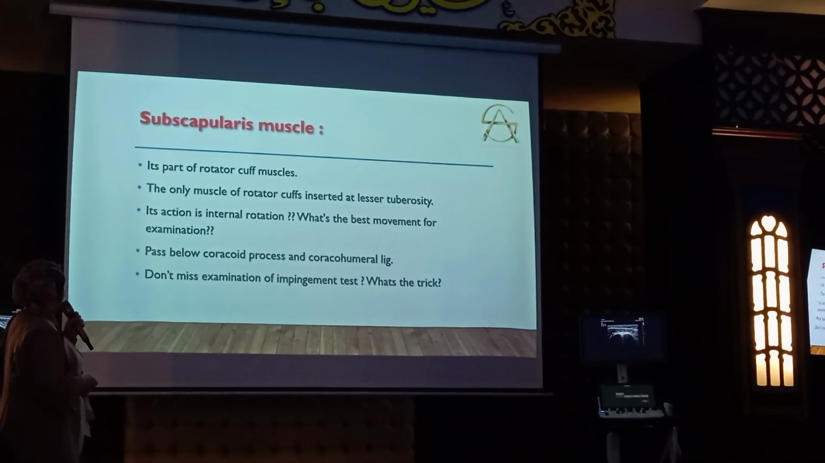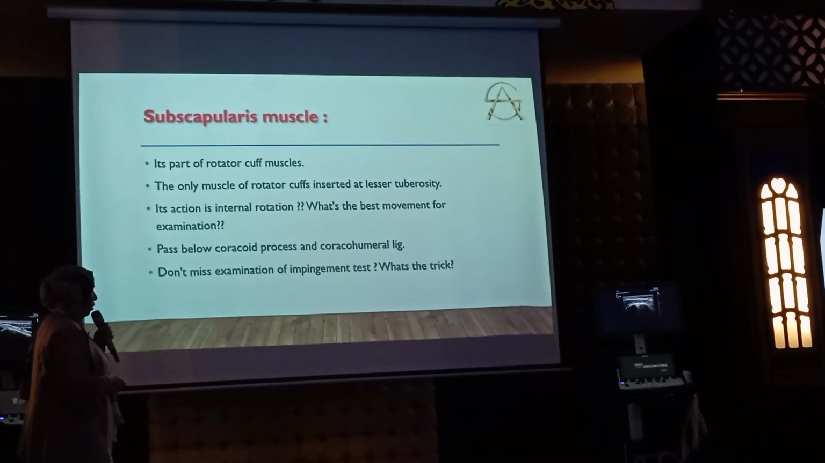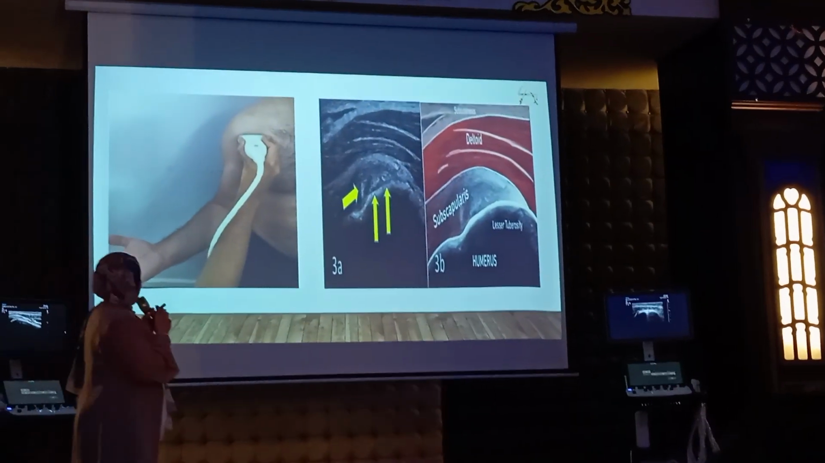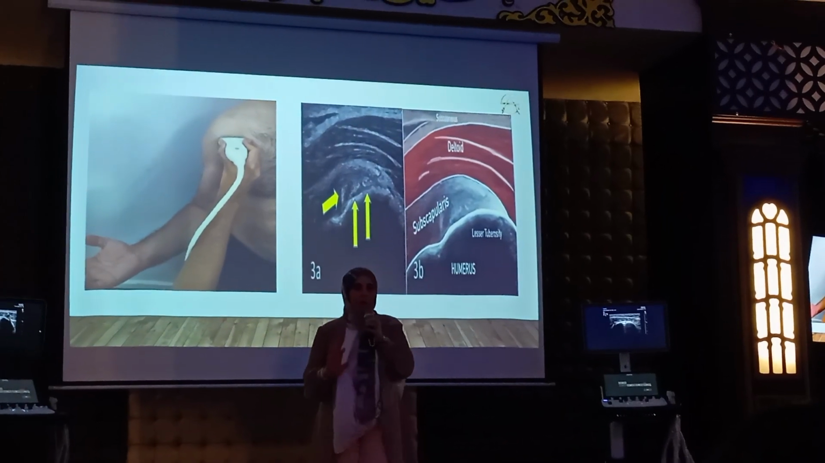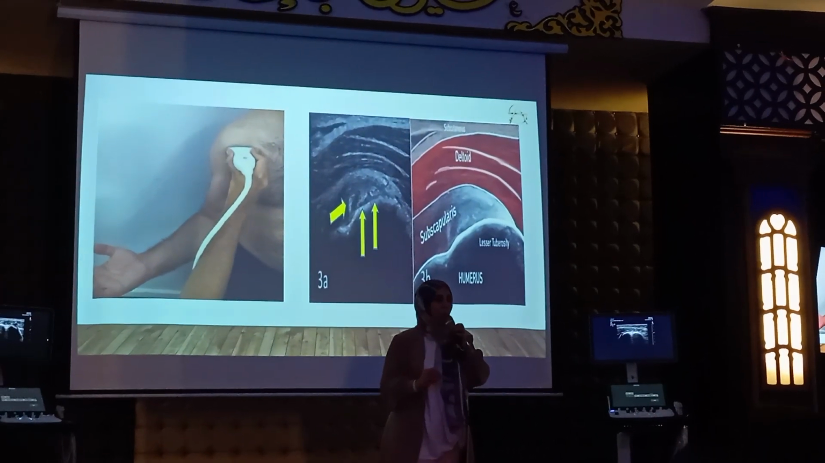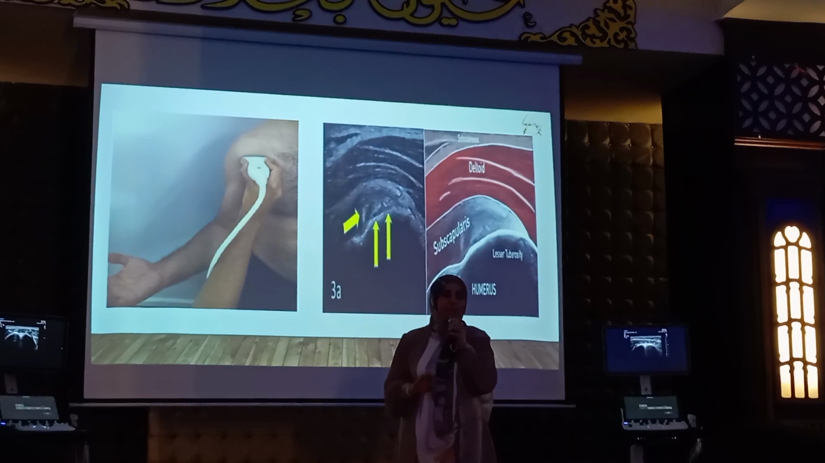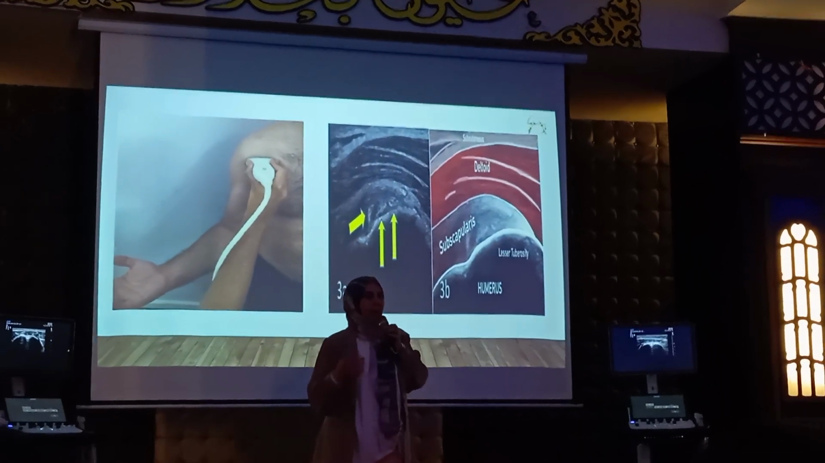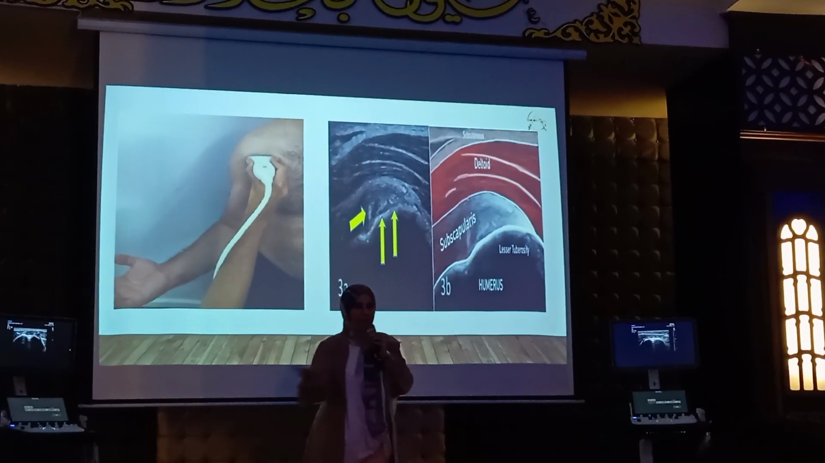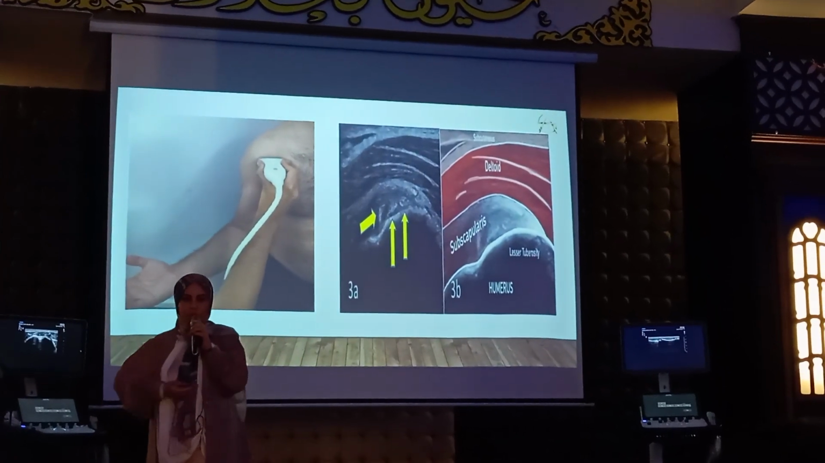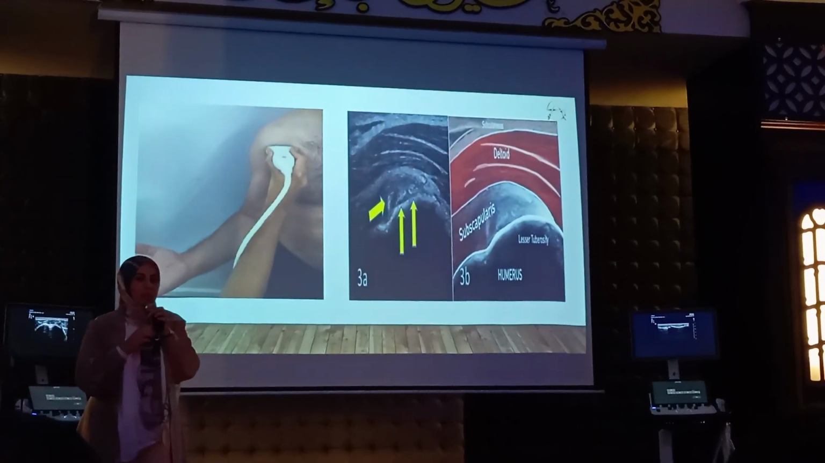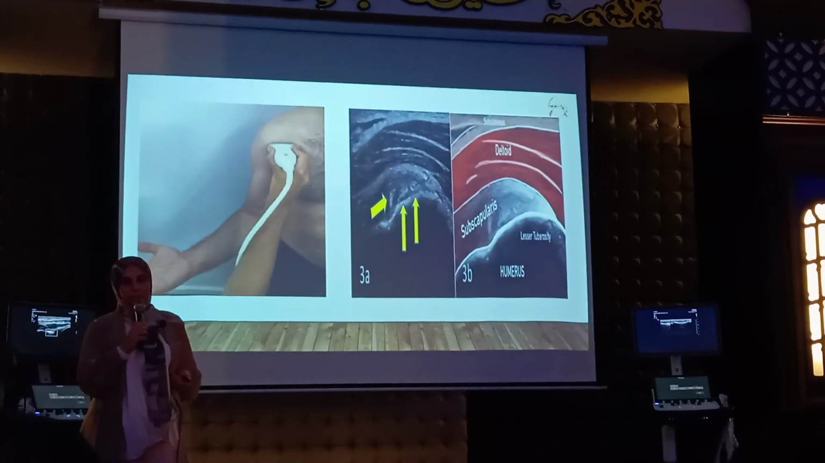Okay, we spoke about the subscapularis muscle. It is the only muscle that will be inserted into the lesser tubercle. Now, how do we examine the subscapularis muscle? This is the most important. Previously, we just did this and this. But why? Can any doctor say why we do this movement and this movement for examination of the subscapularis muscle?